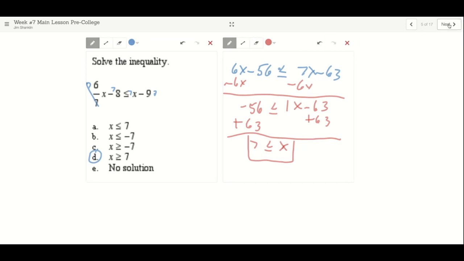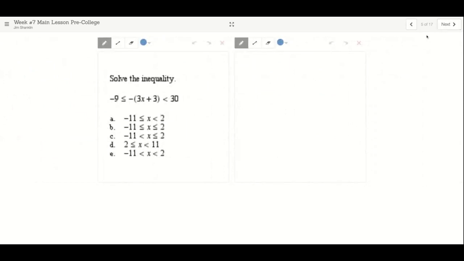I believe it is another linear equation. However, it's a little bit different. This one is called a compound inequality. Still linear, still would solve it basically the same way.